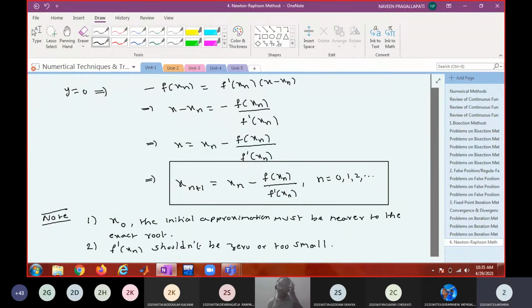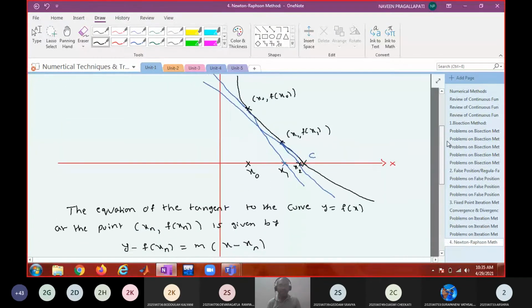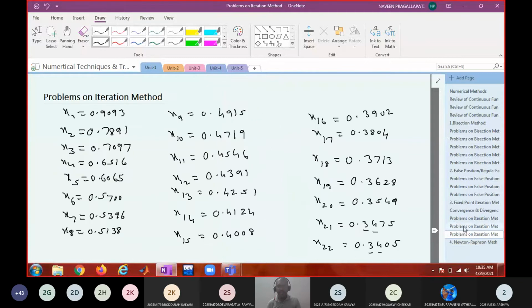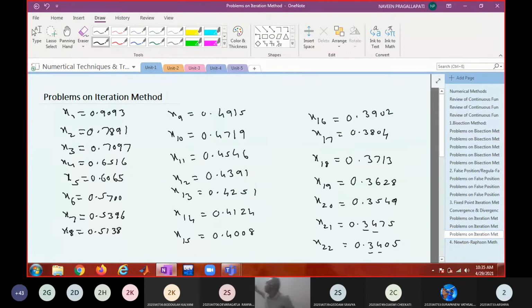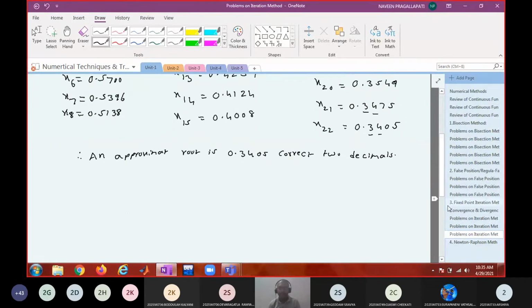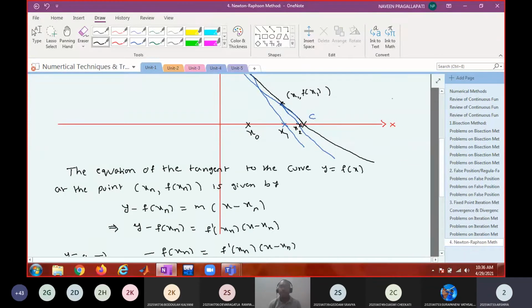Yes, sir. Okay, so now we'll see some problems. Let us take x minus sin x equal to 0 with the starting initial approximation as 2. We took almost 22 iterations, no? Let us see how many iterations it will take for us. Shall we proceed?